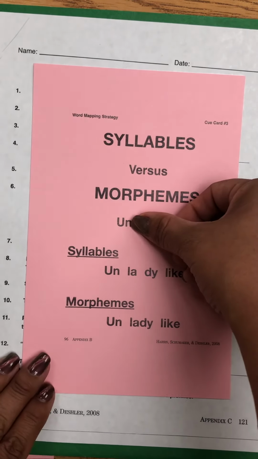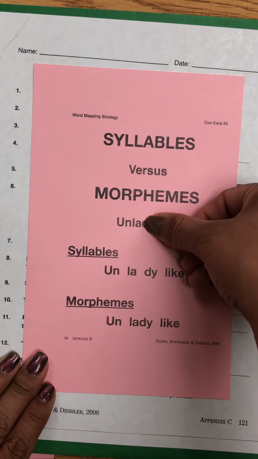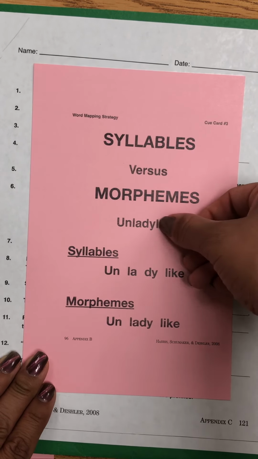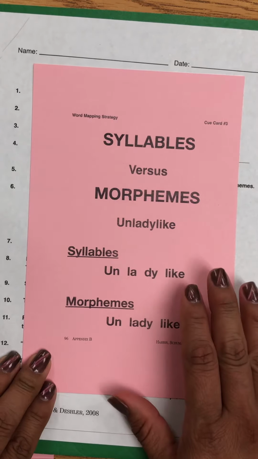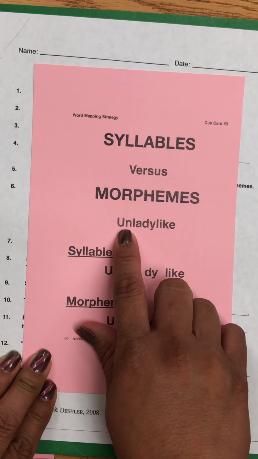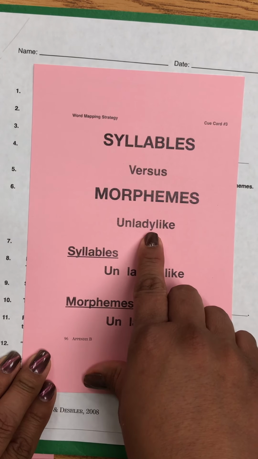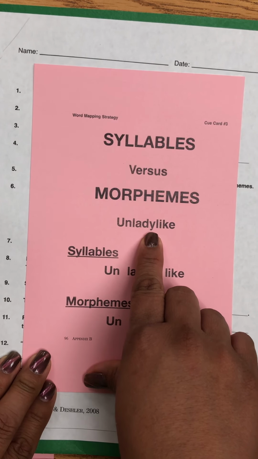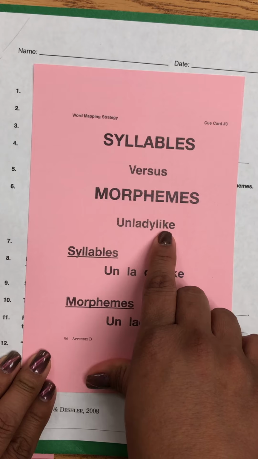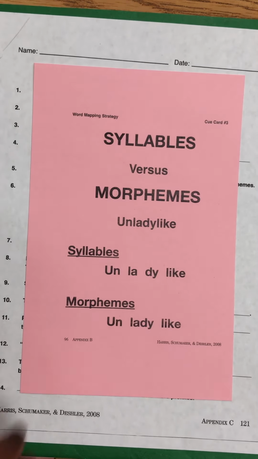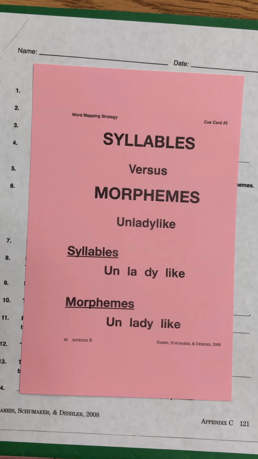So if I say unladylike, that has 4 parts. And there's a vowel in that part. There's a vowel in lay. There's a vowel in D, because remember that Y is sometimes used as a vowel. And like. And all of these have vowels. So there were actually 4 syllables in unladylike.